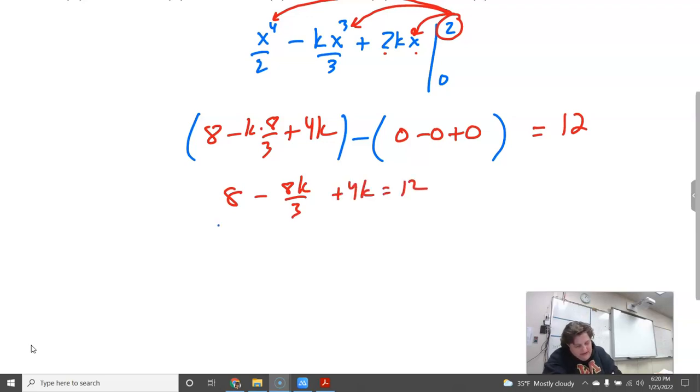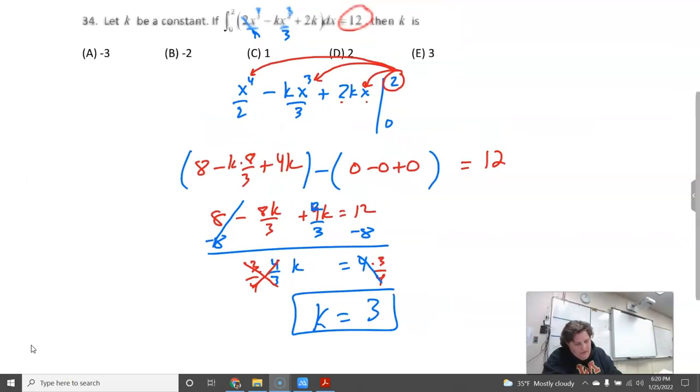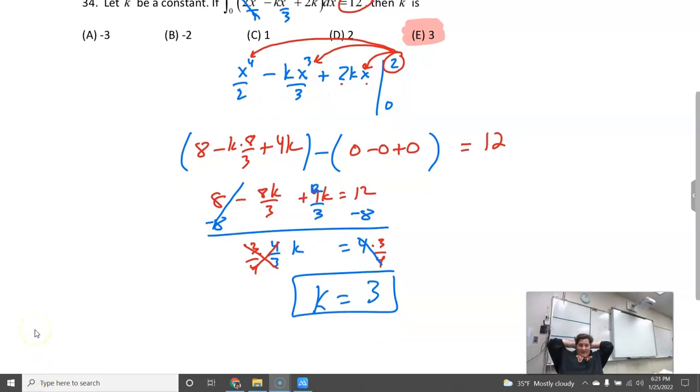All right, I'm just going to like algebra this thing to death. So here we go. That's going to equal 4. Let me get a common denominator here. 4 is 12/3. Negative 8/3 plus 12/3 is 4/3 k equals 4 multiplied by the reciprocal. Boom, boom. K equals 3. Ugh. All right, let's make sure everything's right on this page. Hallelujah, my friends. We did it.